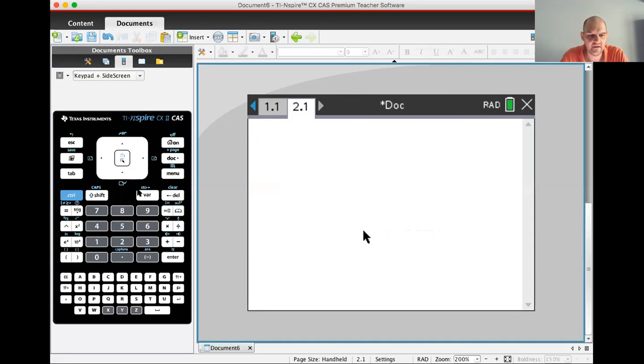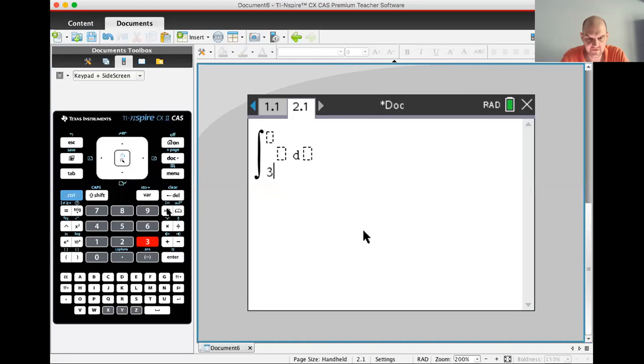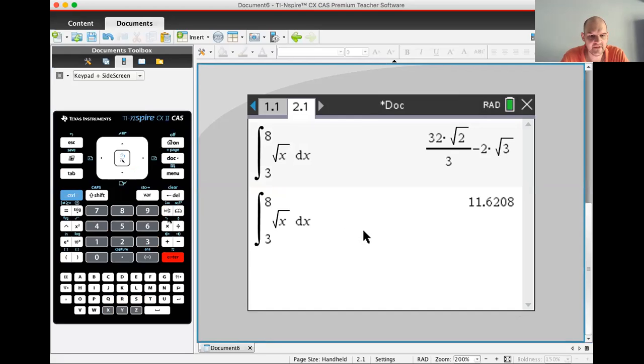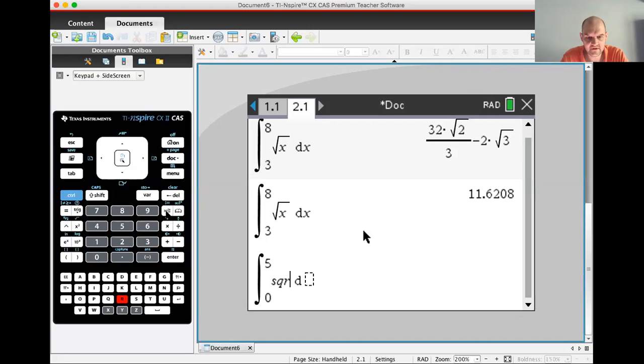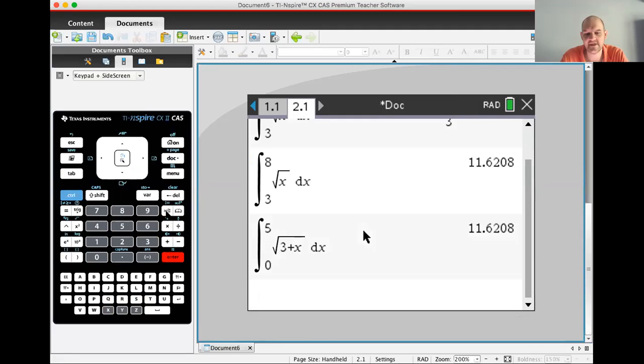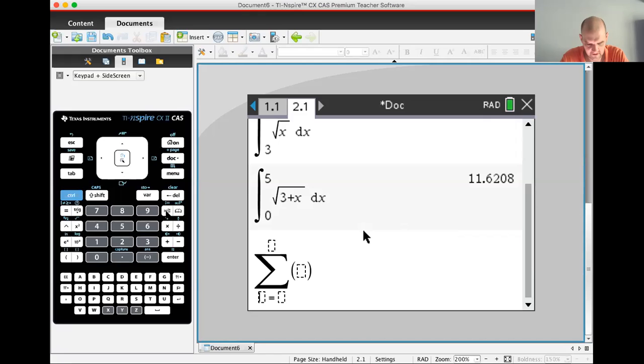All right, so first thing I'm gonna do, how am I doing this? I'll do the integral from 3 to 8 of square root of x dx. Okay, that's fine. Let's get a decimal. And then let's also do 0 to 5 of square root of 3 plus x dx. Same decimal. And then, the limit's not going to work. I could show you that, but I'm afraid it's going to crash my computer.